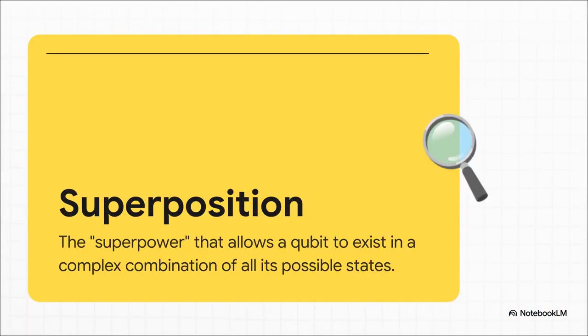First up, superposition. This is that superpower we just talked about. It's the idea that a qubit isn't just stuck at 0 or 1, it can exist in a rich, complex mixture of both states at once. This ability to be in multiple states simultaneously is what creates this unbelievably vast computational space for quantum algorithms to play in.